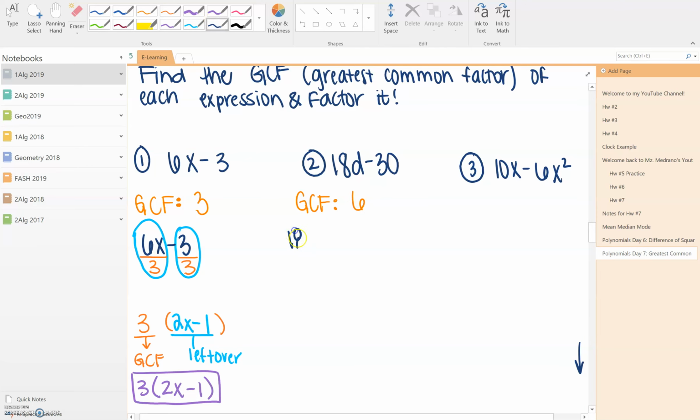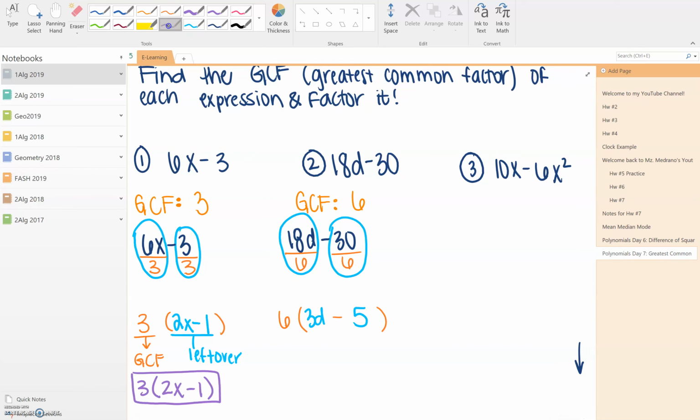So I like to go ahead and rewrite my expression. And I'm going to divide both of these things by 6. Now remember, the greatest common factor is going to come outside. It's not just going to go away. And what's left over is going to go inside your parentheses. So 18d divided by 6 is going to be 3d. And then 30 divided by 6 is going to be 5. So then your final expression is 6 times 3d minus 5.